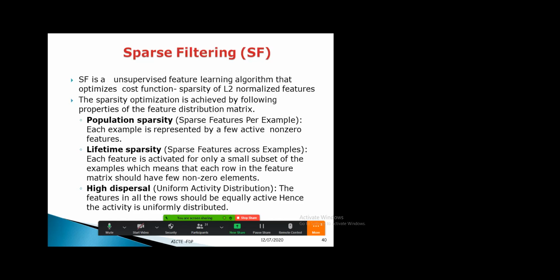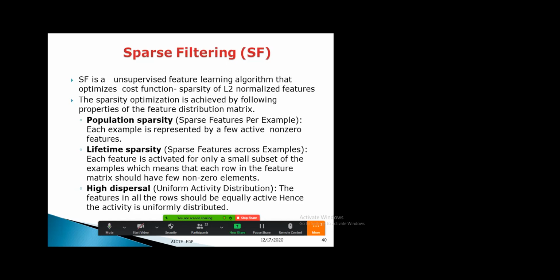Sparse filtering is an unsupervised feature learning algorithm that optimizes a cost function, which is the sparsity of L2 normalized features. The L2 norm is being used. The sparsity optimization is achieved by following properties of the feature distribution matrix. So what is population sparsity? That is, each example is represented by a few active non-zero features. This is the concept: you have very few active non-zero features.